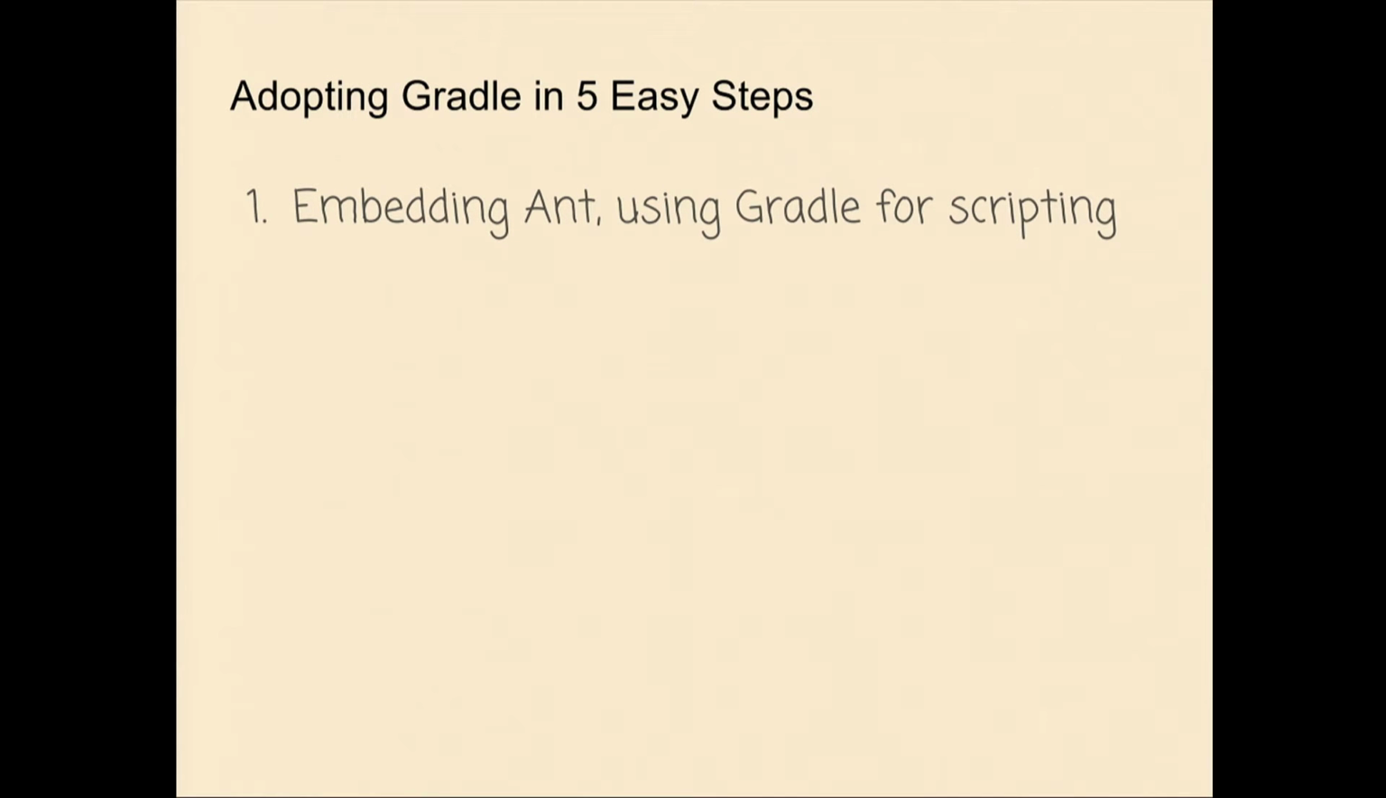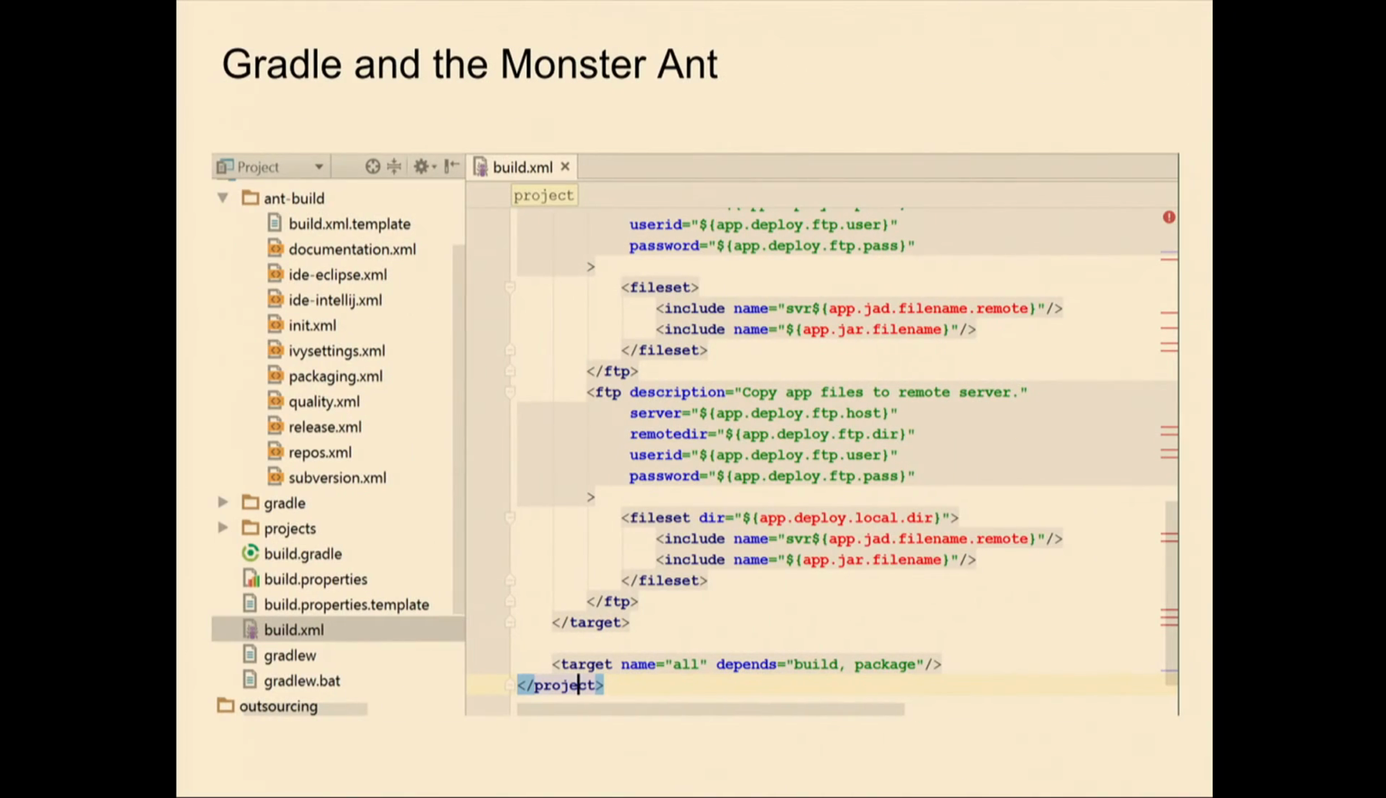I broke down our adoption into 5 steps. So initially we thought, okay, Gradle appears to have a good Ant interoperability story. So how about that? This is our build actually. Not the real build, but it was something like that. I cannot show real code.